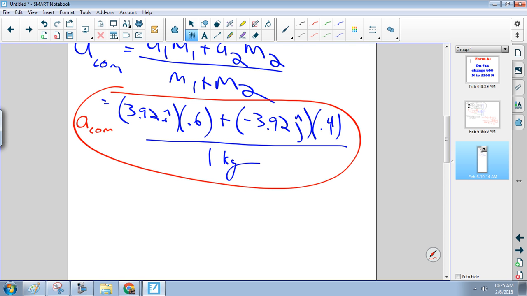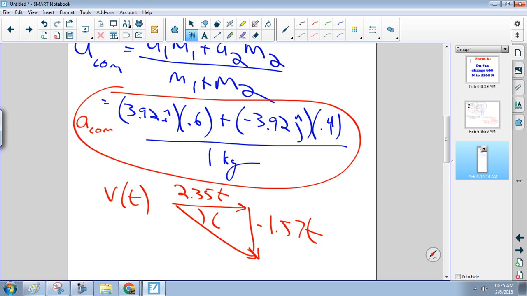Did I solve for the angle? So your velocity at time t is that expression I had up there, right? So your x component is 2.35 t, your y component is negative 1.57 t, and you're looking for the angle. So you just trigonometry it. Good, you guys?